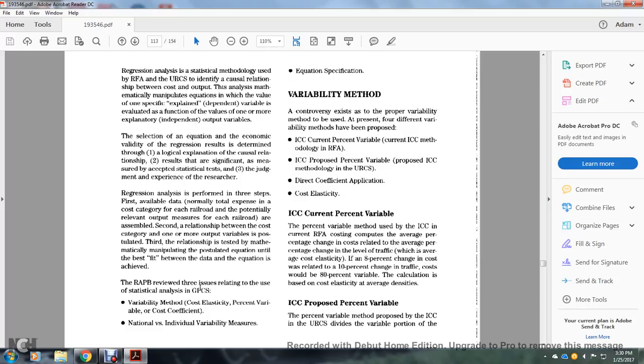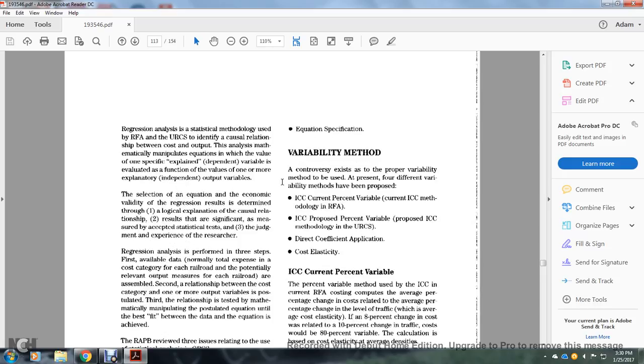The Railroad Accounting Principles Board reviewed three issues relating to the use of statistical analysis in the Uniform Railway Costing System: variability method, cost elasticity, percentage variable, cost coefficients, national individual variability measures, and equation specifications.